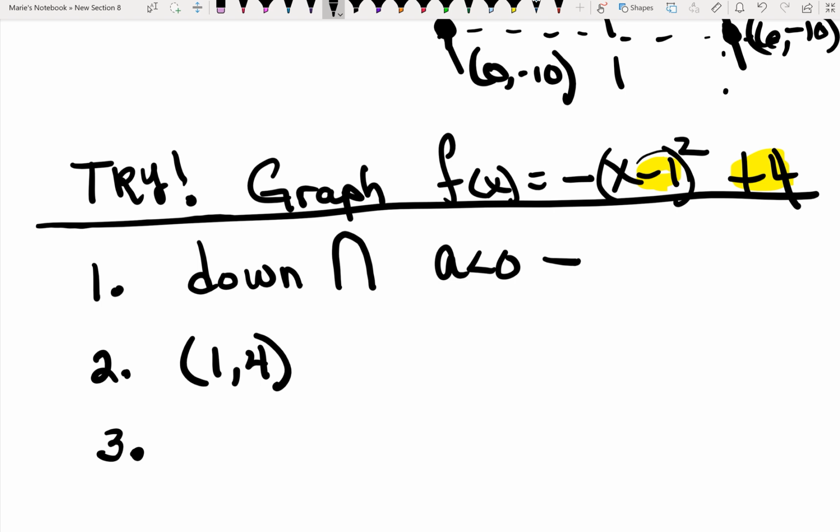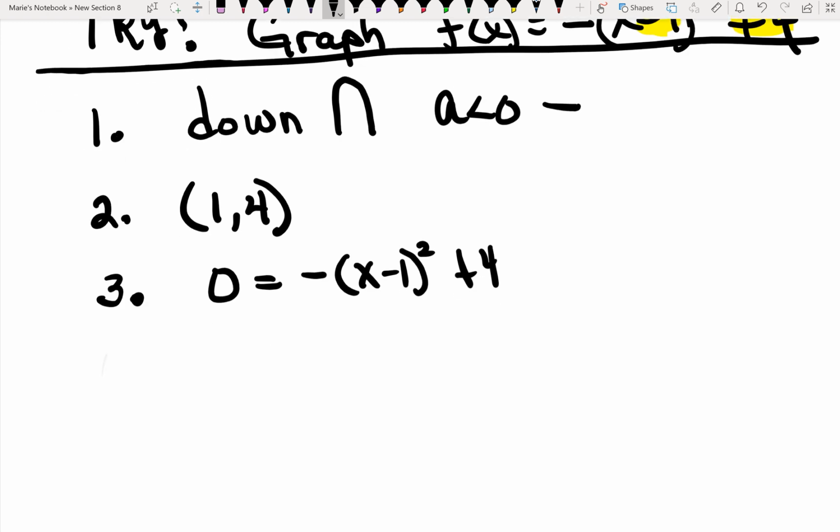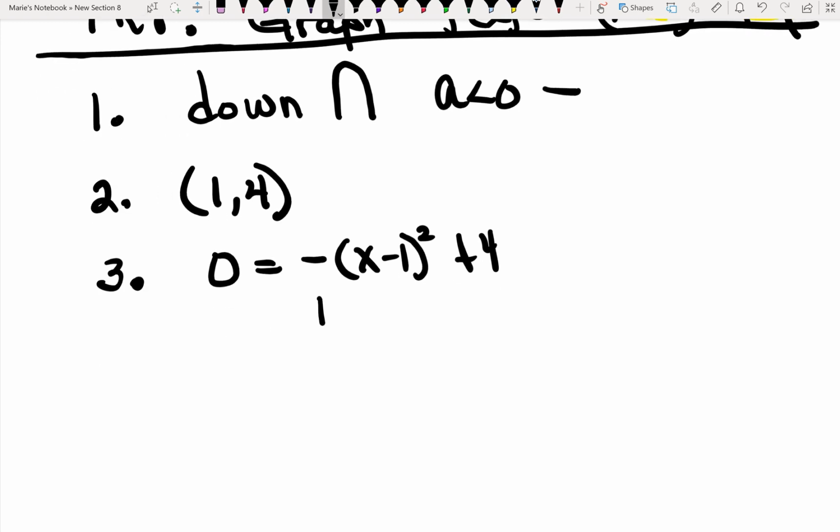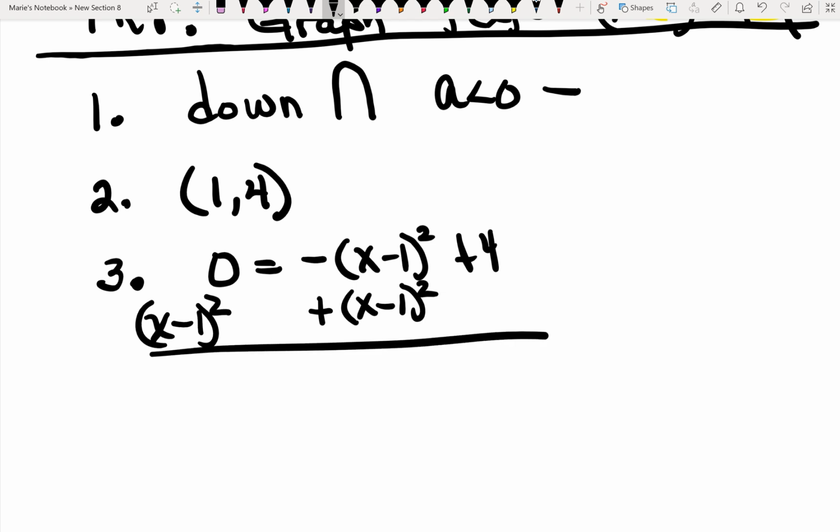Point number 3, I'm going to set the equation to 0. So 0 is equal to the negative of x minus 1 squared plus 4. And so in usual fashion, what we're going to do is add the x minus 1 squared and move it over here. So now we have x minus 1 squared is equal to 4, right? So if I bring this down, x minus 1 squared is equal to positive 4 because all of that canceled on that side.